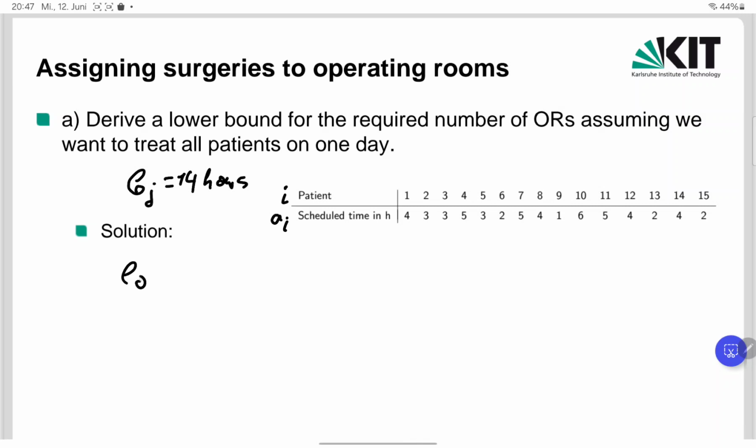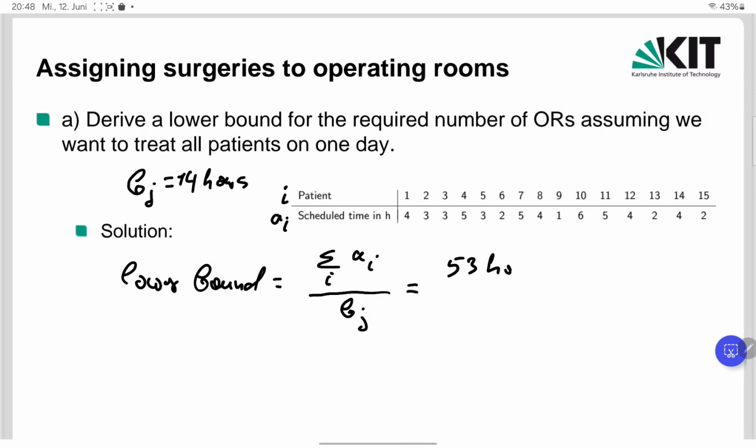Okay, so if we want to determine the lower bound, then obviously we have to sum the durations over all patients, over all i, and simply divide it by the overall capacity for each operating room. Okay, and if we sum all the durations, we would here get 53 hours divided by 14 hours.